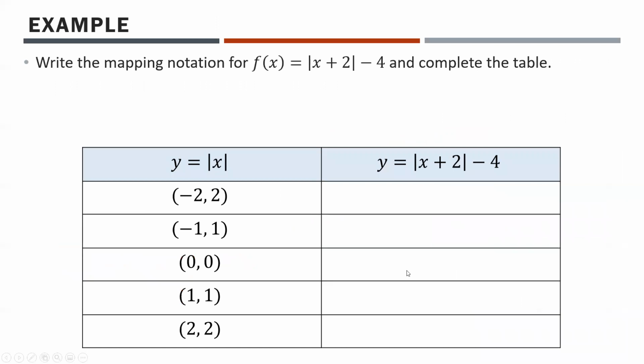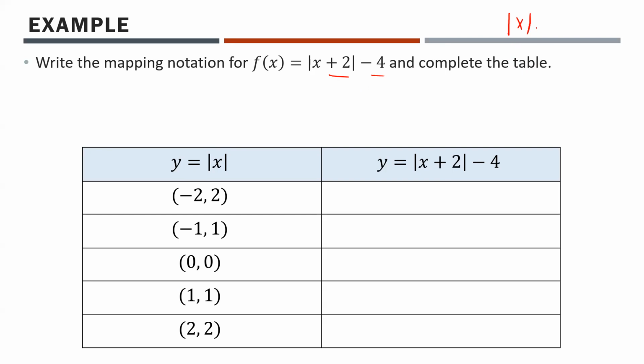So here's an example. Write the mapping notation for f of x equals absolute value of x plus 2 minus 4, and then complete the table. So let's start with the mapping notation there. Before we do that, let's at least figure out what on earth is going on with this function. If we strip away all the weird stuff that's happening to this function, namely this plus 2 and this minus 4, you can see that our base function is simply the absolute value of x.